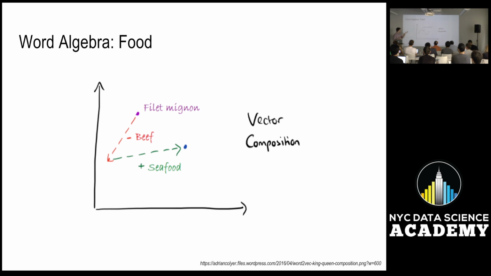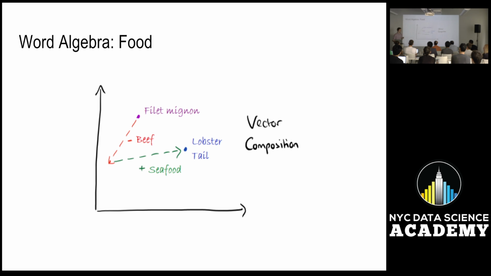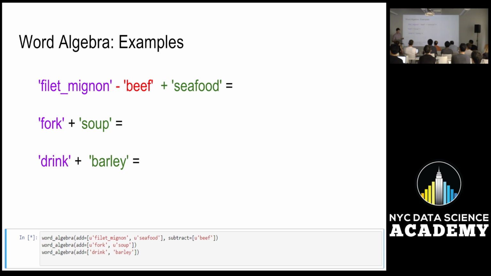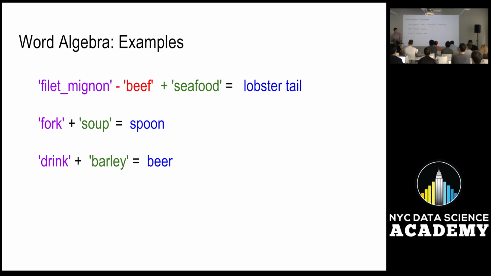And so here's a little test for you guys. If you start with filet mignon, you take away the aspect that it's beef, you add in seafood, what could you maybe get? You guys are right, lobster tail, which is pretty cool. What about a fork that you use for soup? Or a drink that has barley in it? You get spoon and beer, which is pretty cool that it recognizes those patterns and those relationships between words.